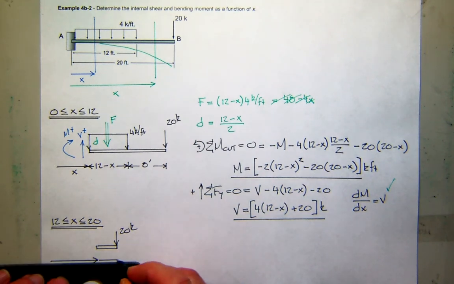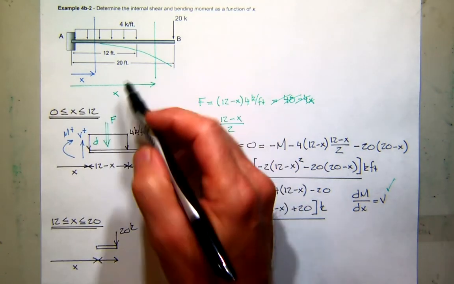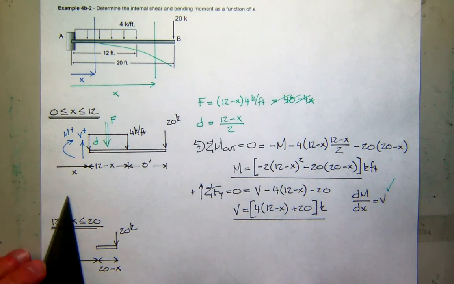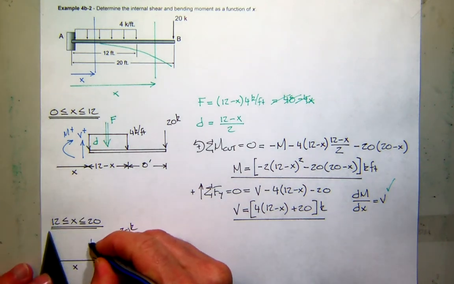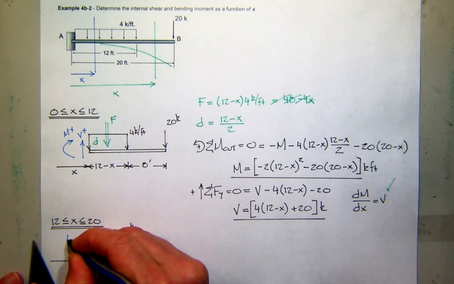So what's the remaining segment of the beam? It'd be the total length minus x. The total length is 20. So this little piece here is 20 minus x. And at the cut surface, again, I'll have positive shear and positive bending moment.